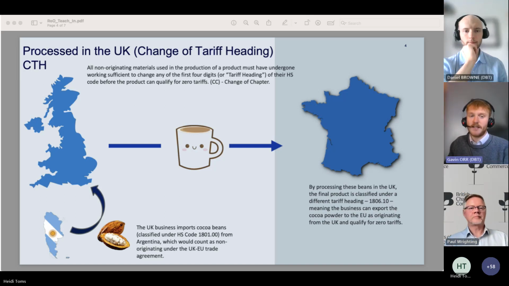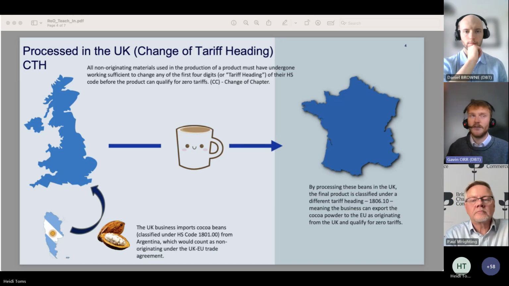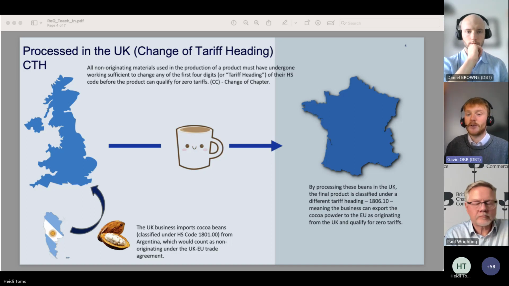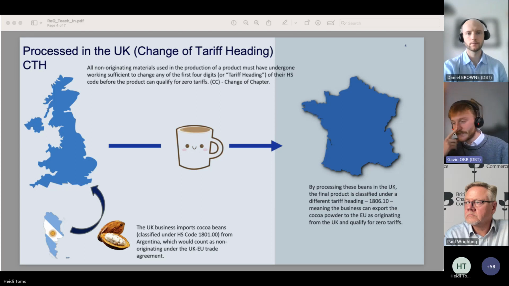I hope that all makes sense so far. I think the essence of these rules is to, at once, reflect the global complexity of supply chains, but also consider that the product needs to be originating in either the UK or the partner country in order to gain preference under that agreement.